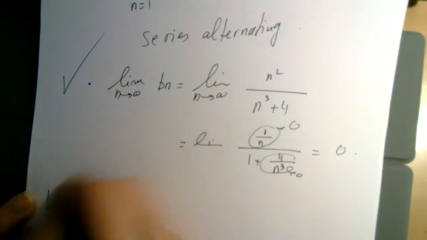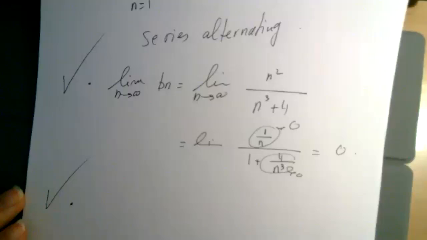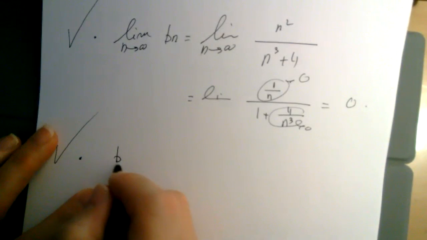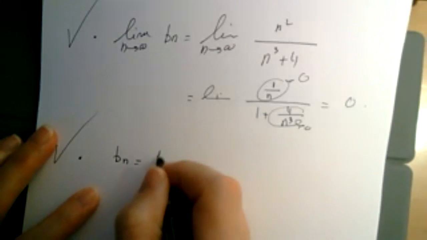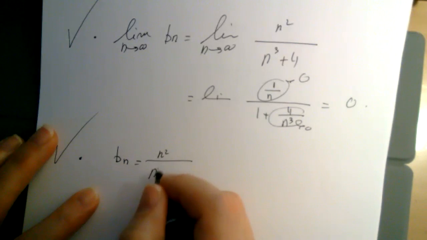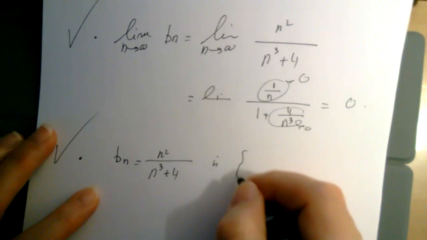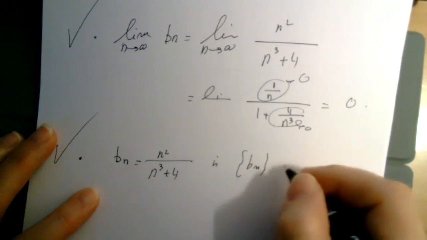Now, what is the second condition here? The second condition is, are the Bn a decreasing sequence? So this is my Bn, n^2 over (n^3 + 4). And the question is, is the Bn decreasing?